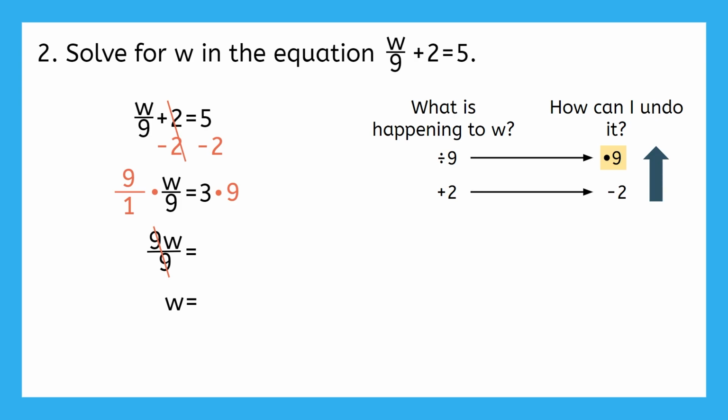And on the right, 3 times 9 makes 27, which we should bring all the way down to our last line to see that our solution is w equals 27. For our last example problem, I'm going to have my friend Jenna go through it with you so that you can see how another person approaches solving two-step equations too.